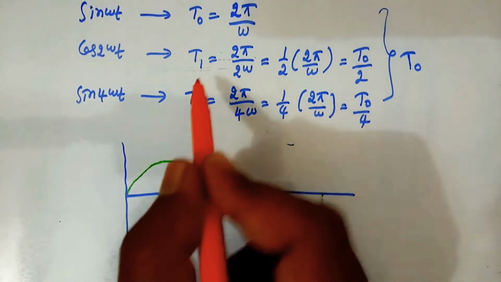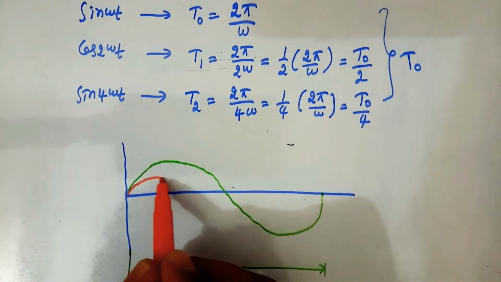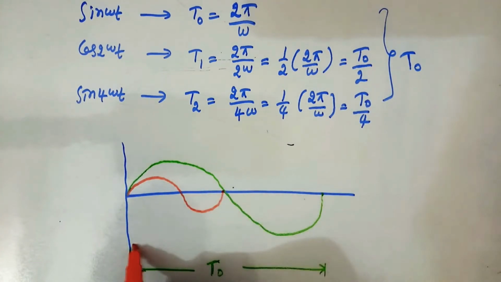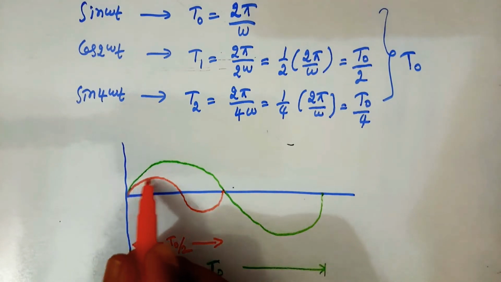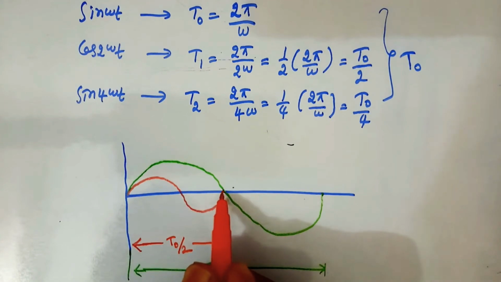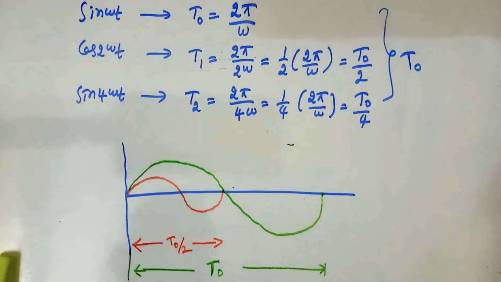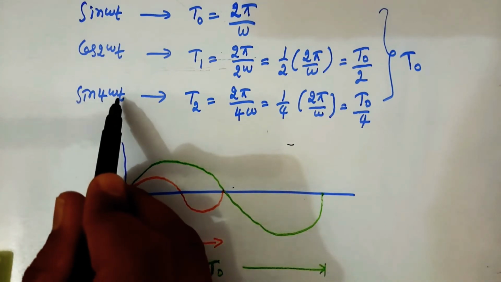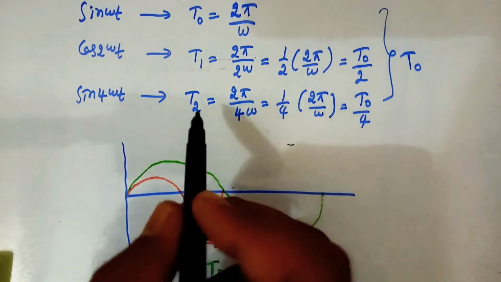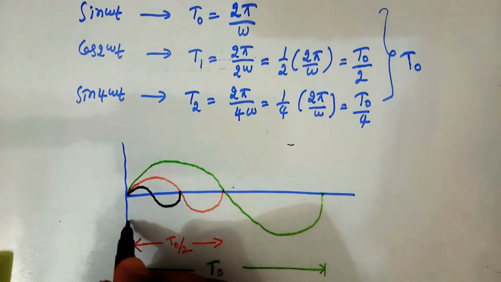The time period for the second term is T naught by 2. The time taken for one oscillation for the second term is T naught by 2. The time taken for one oscillation for the third term, sin 4 omega t, is T naught by 4.